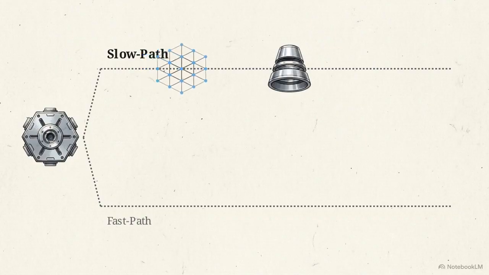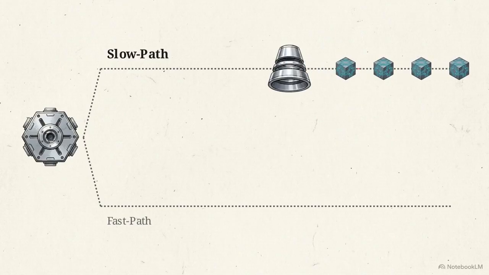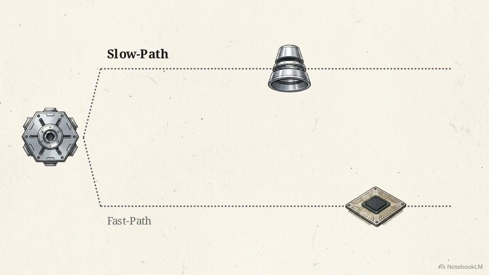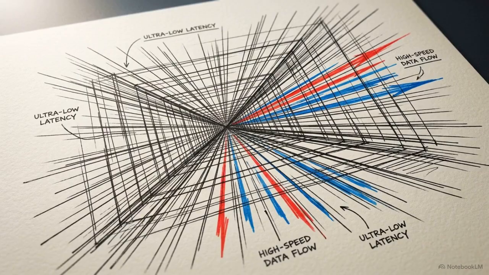The massive system state grid is squeezed through a funnel mechanism, breaking the data down into a series of smaller interconnected core blocks. This technique, known as Tensor Train decomposition, shrinks the massive probability space into actionable models without losing the accuracy of the original data. Once optimized, these compact blocks slide directly onto the network hardware. This brings us to the second lane, the fast path.